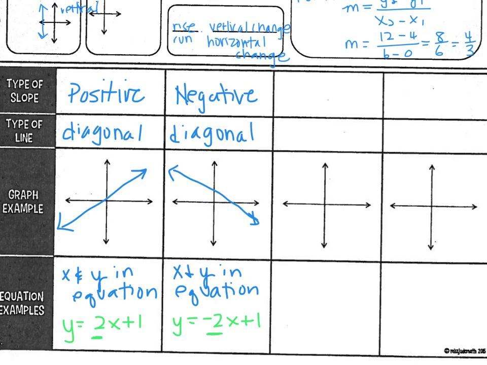The next type of slope we have is something called a zero slope. Now, this is where we get a little bit of craziness. Think about this: a horizontal line. A horizontal line looks like this.